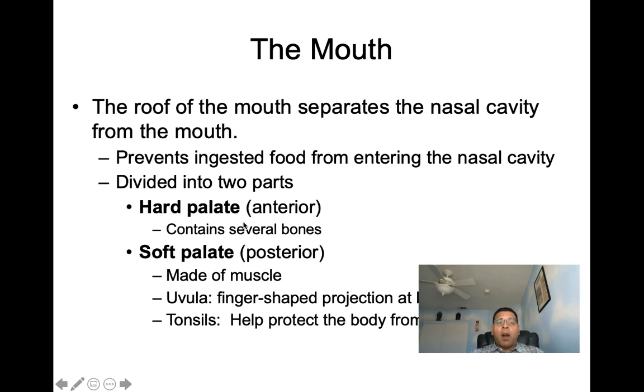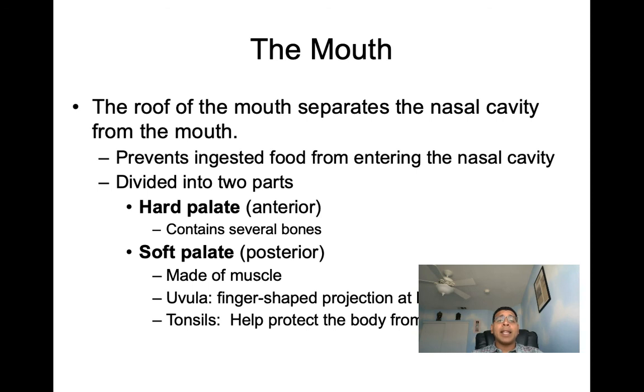We'll see the hard palate is made up of bones, and then the soft palate is going to be made up of muscles. The hard palate, again made up of bones, you should know the maxilla and the palatine bone. And the soft palate, muscle, and we can add connective tissue.